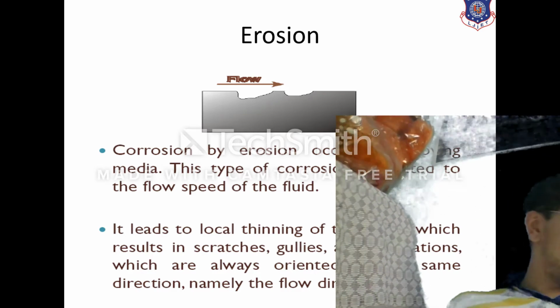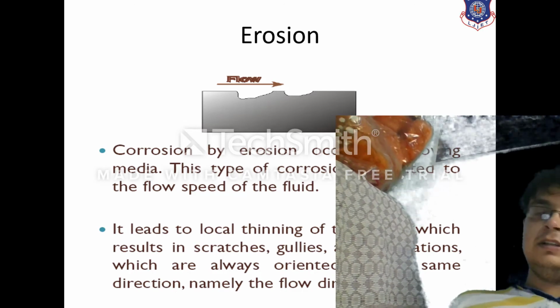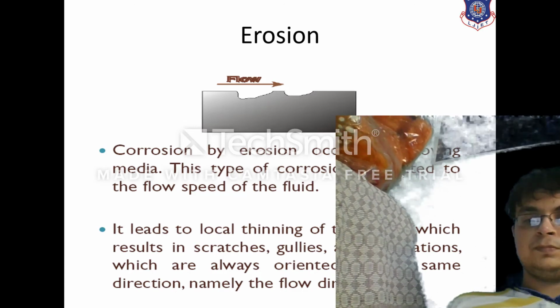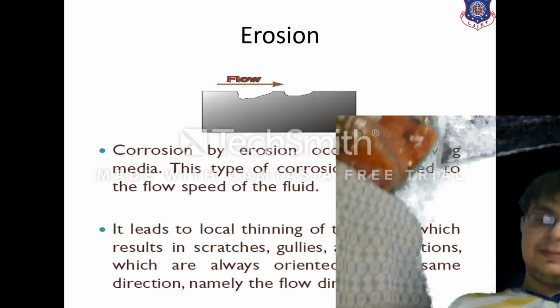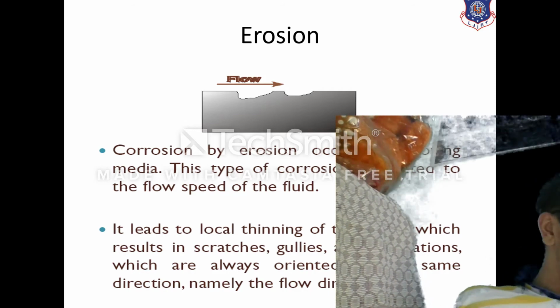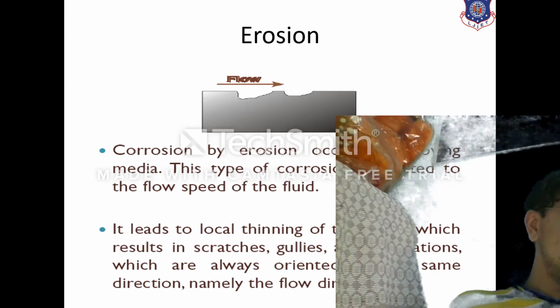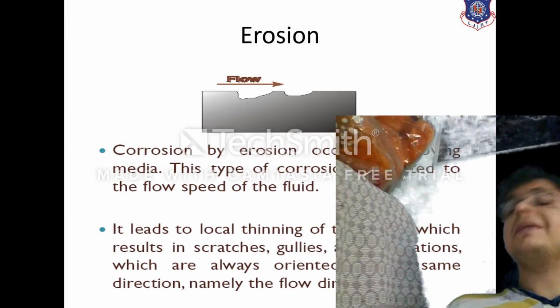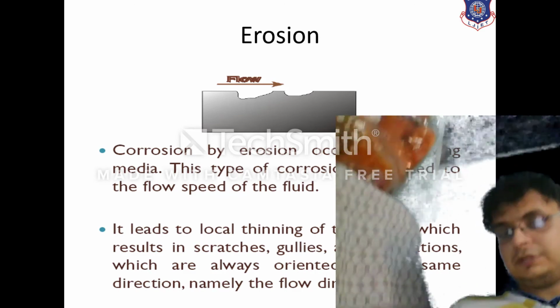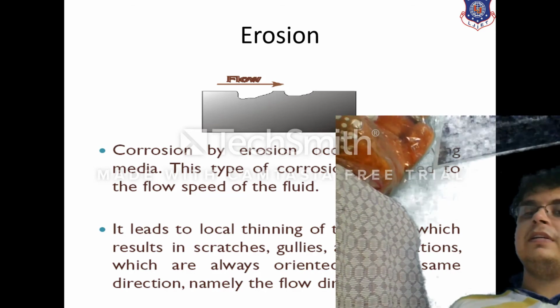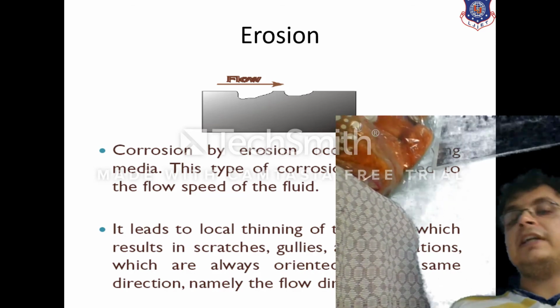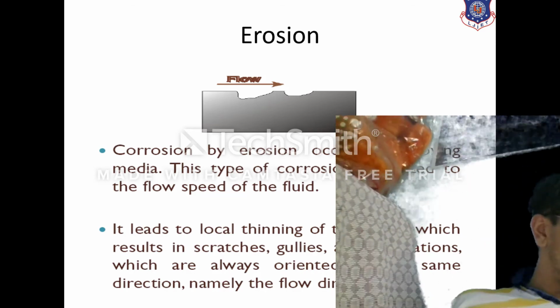And the main factor causing this is the speed of the flow. This mainly takes place in scratches, gullies, undulations, and pipes where water, sludge, or soil water is flowing and contains many solid particles. So ultimately the inner surface of the pipes will get corroded, and ultimately the load taking capacity of those pipes will get reduced.